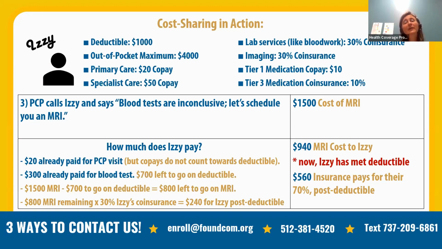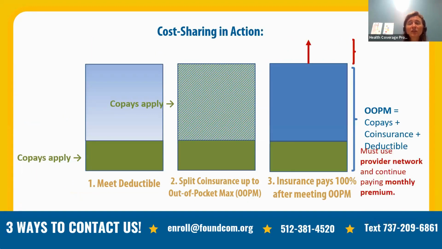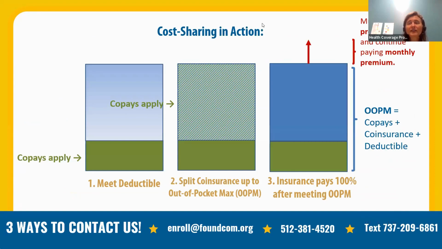MRI, right? But if Izzy does ever meet that out-of-pocket maximum, then the health insurance company has to cover everything for the rest of the year, as long as Izzy is still seeing doctors who are in the provider directory for the plan and is still paying that monthly premium, that $50 per month.